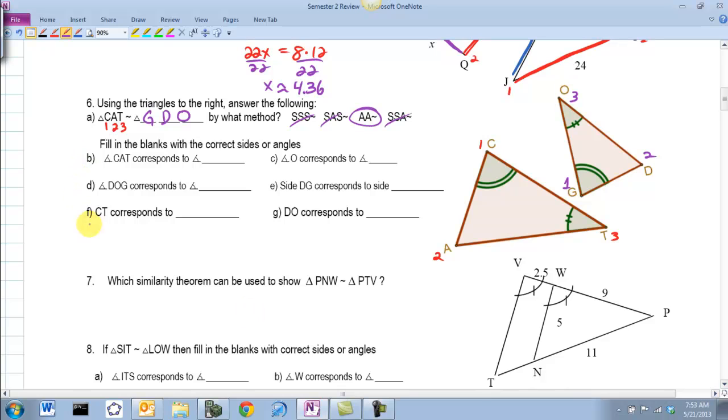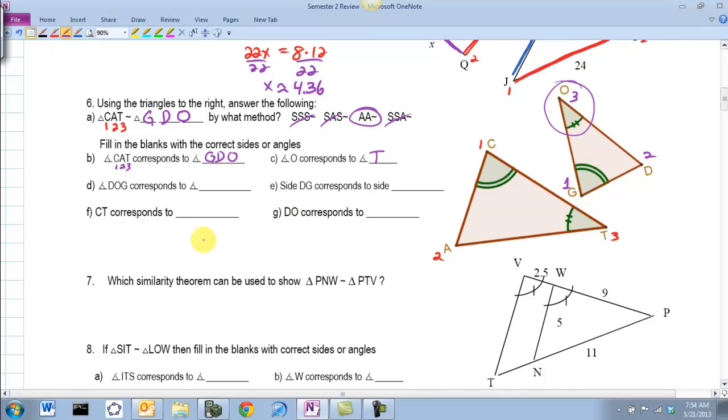I'm going to do some of these, B through G. Now this symbol right here is the angle symbol. It says angle CAT, so that means I'm going with angle. It's the number 1, the number 2, and the number 3 on my picture. So over here it must be angle GDO. And letter C says angle O corresponds to, angle O is right here. That's got the rainbow with the double hash mark, so it must be angle T.